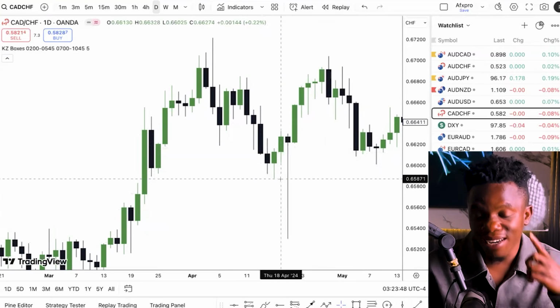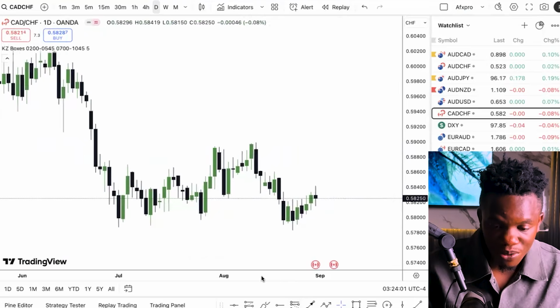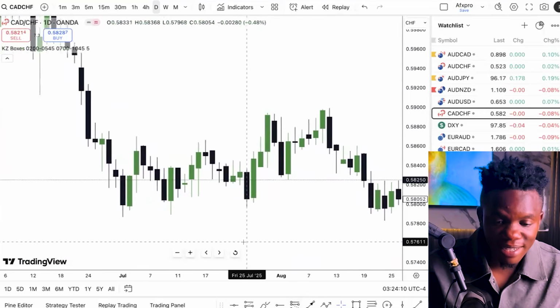This is high probability directional bias. If I refresh this page now, because I went far behind, you'll see the current trading market. The technique is also working.